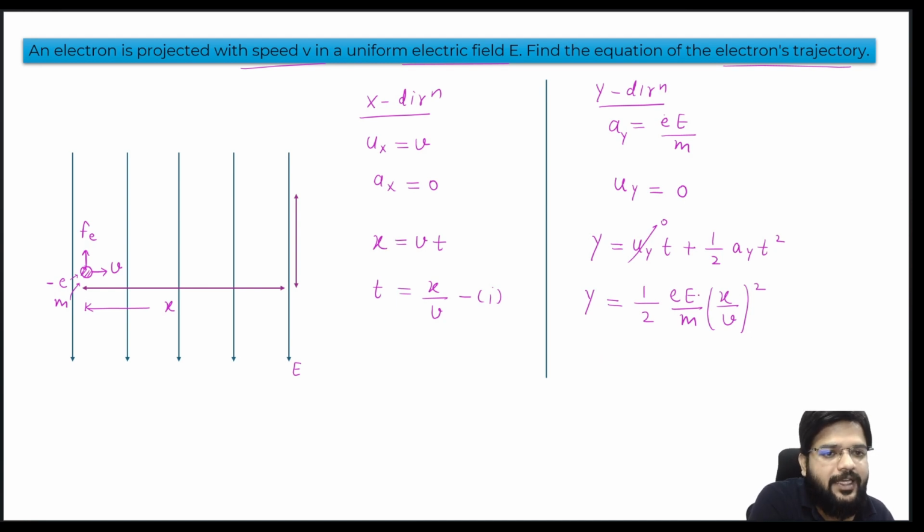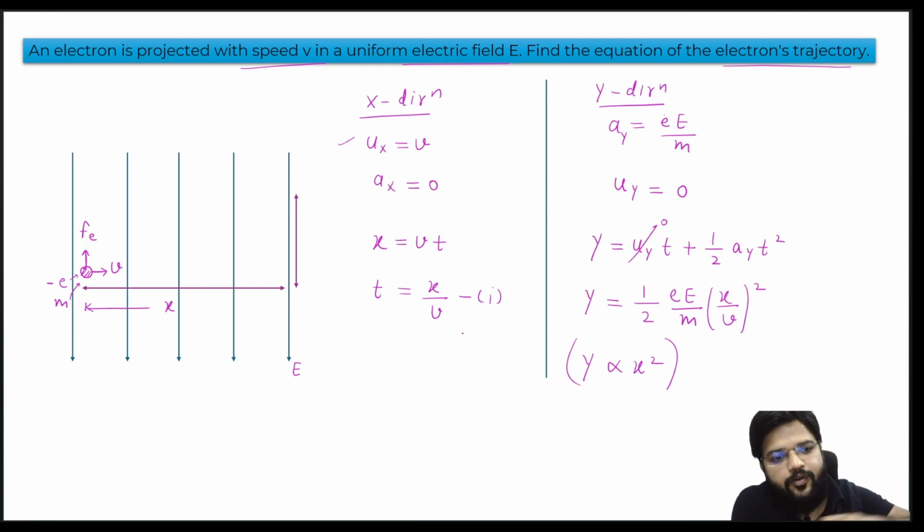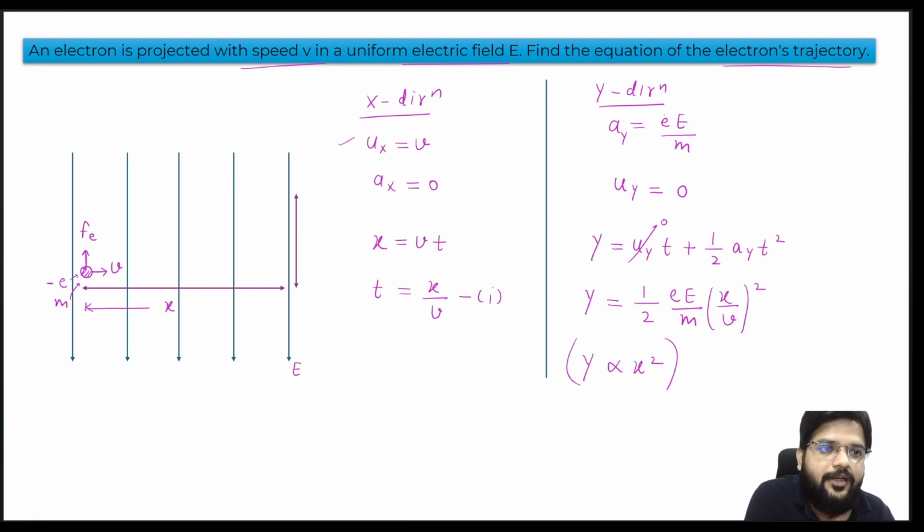Finally, see it: e, E and m are constant here. The acceleration of the particle is constant because the electric field is uniform. The speed of the particle v is also constant, this we know, everyone. In the horizontal direction acceleration is not present, so v should be constant. So e, E, m and v are all constant, so we can say that y is directly proportional to x square, and this is a parabolic relation. So if we throw a particle in a uniform electric field, this particle will follow a parabolic path. I hope it is clear what type of trajectory we get. We are getting a parabolic trajectory. So note it down, everyone.